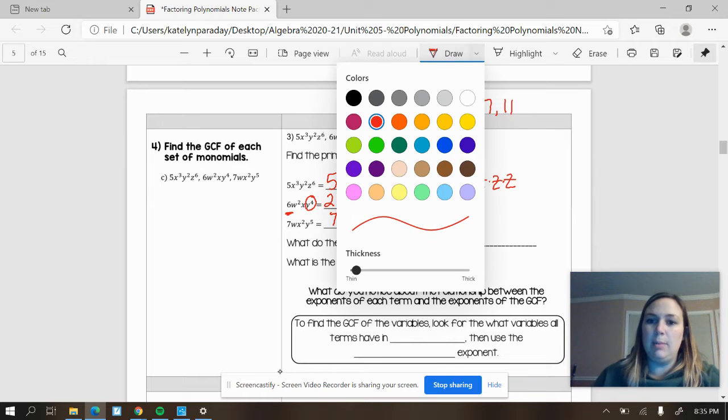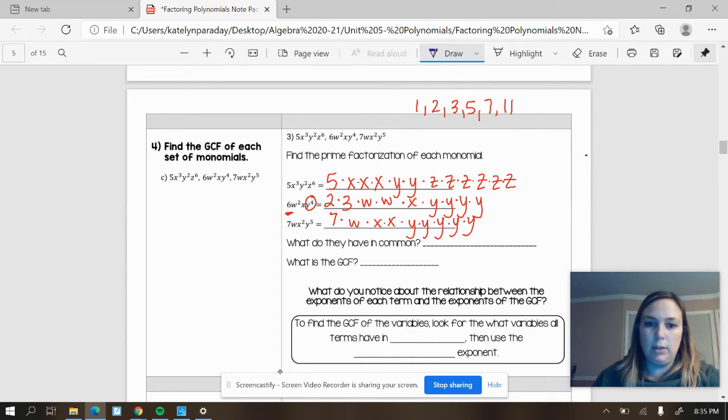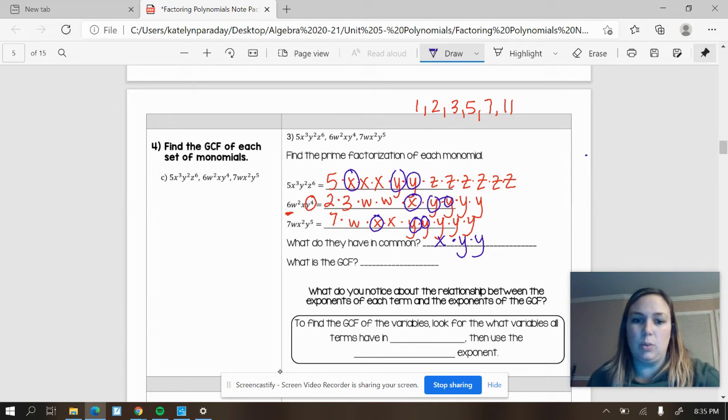Okay, so what do they have in common? Let's circle it. Well, none of the numbers are in common. They all don't have a w, but they all have one x. So they have an x in common, times, oh look, they all have at least 2 y's. The rest of it, we just forget about because they don't have all that in common. So what is the GCF? The GCF of this is x y squared. That's how we would write that.